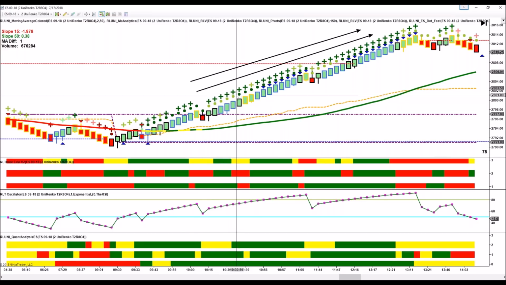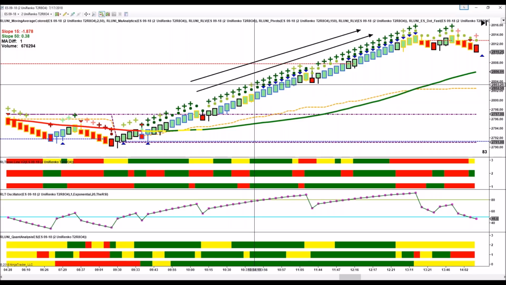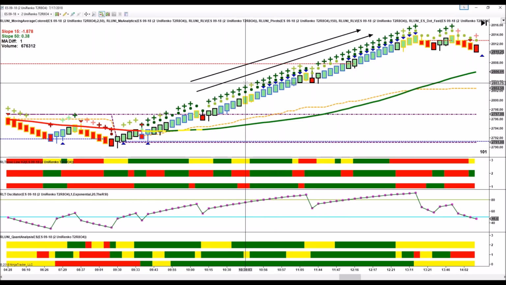So this is what we're looking at here. We're simply looking at other markets. And I don't think that you can trade really well on any index equity like the E-mini or the NASDAQ or the Dow or the Russell without taking into account.